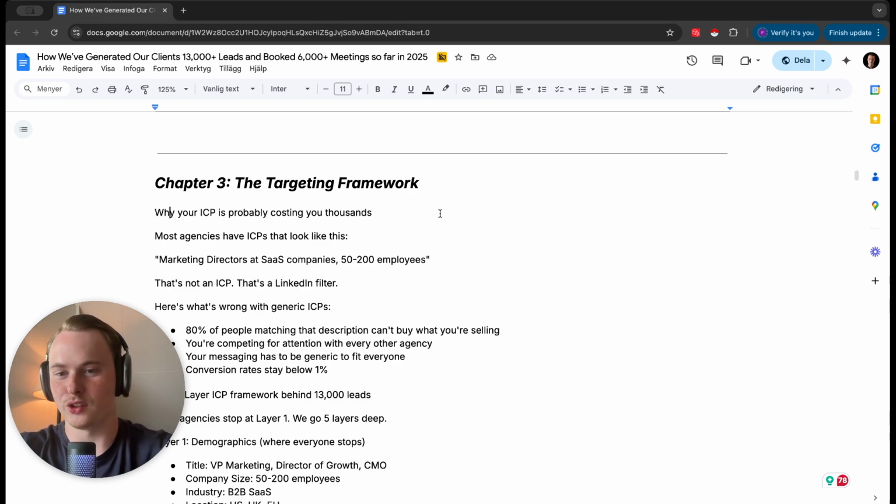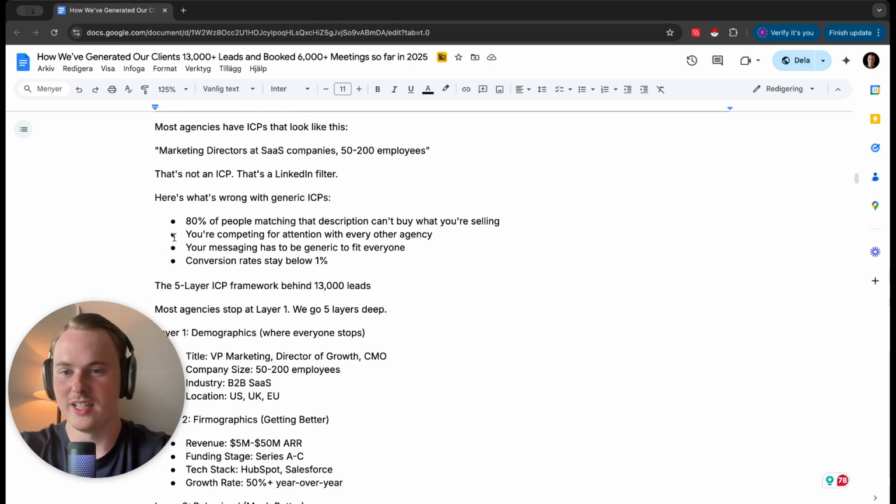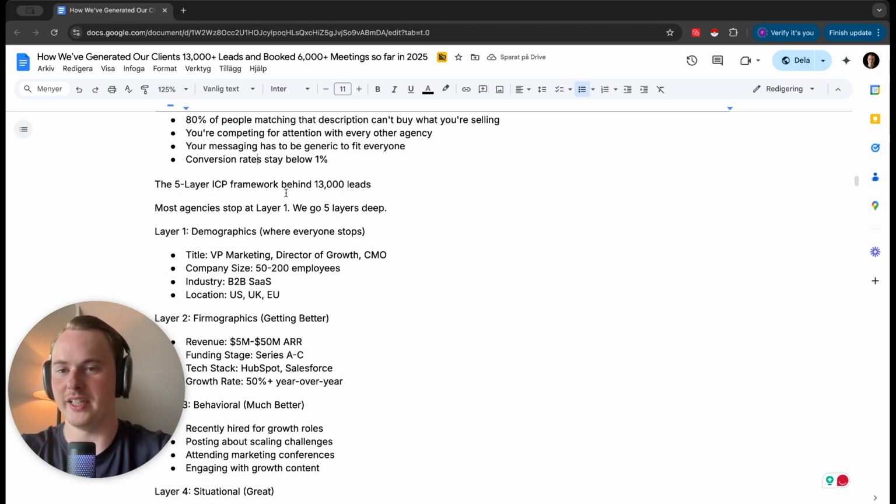So here's also what's wrong with generic ICPs. 80% of people matching that description can't buy what you're actually selling. Plus, you're competing for attention with every other agency, and your messaging has to be generic to fit everyone, which means that your conversion rates stay below 1%. There's this 5-layer ICP framework that we've used so far in 2025, which has got us 30,000 leads. And it's these 5 different layers where most agencies stop at layer 1. We go 5 layers deep, basically.